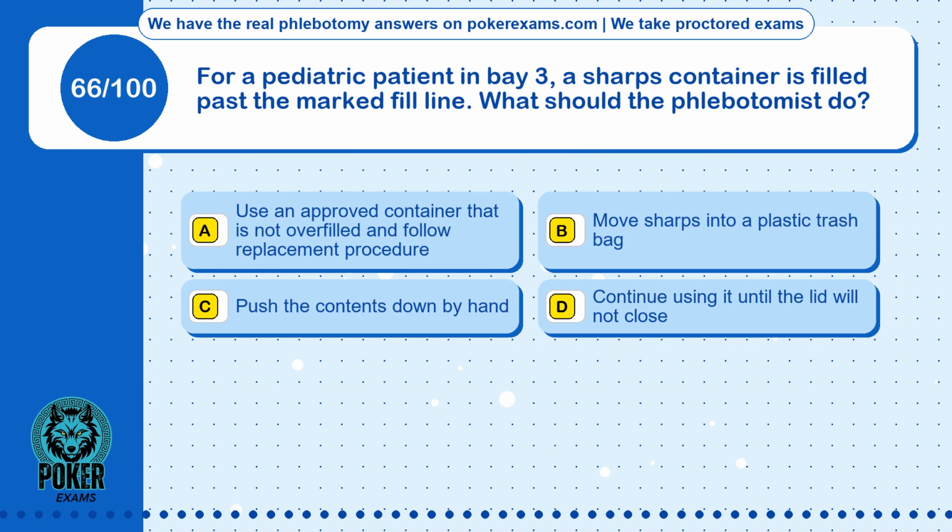Question 66. For a pediatric patient in Bay 3, a sharps container is filled past the marked fill line. What should the phlebotomist do? Option A. Use an approved container that is not overfilled and follow replacement procedure. Option B. Move sharps into a plastic trash bag. Option C. Push the contents down by hand. Option D. Continue using it until the lid will not close.